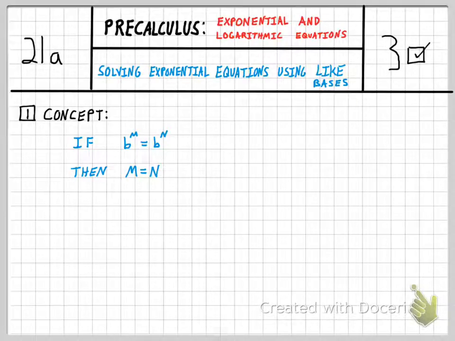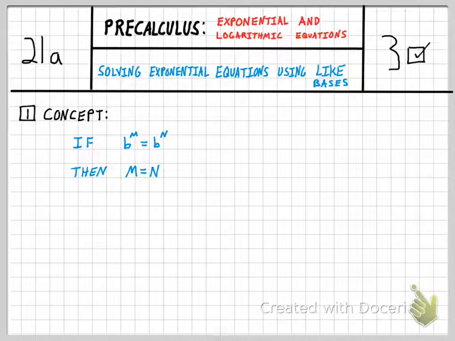This is Pre-Calculus Concept 21A. We're going to be learning about solving exponential and logarithmic equations in some different ways. We're going to start off by solving exponential equations using like bases.